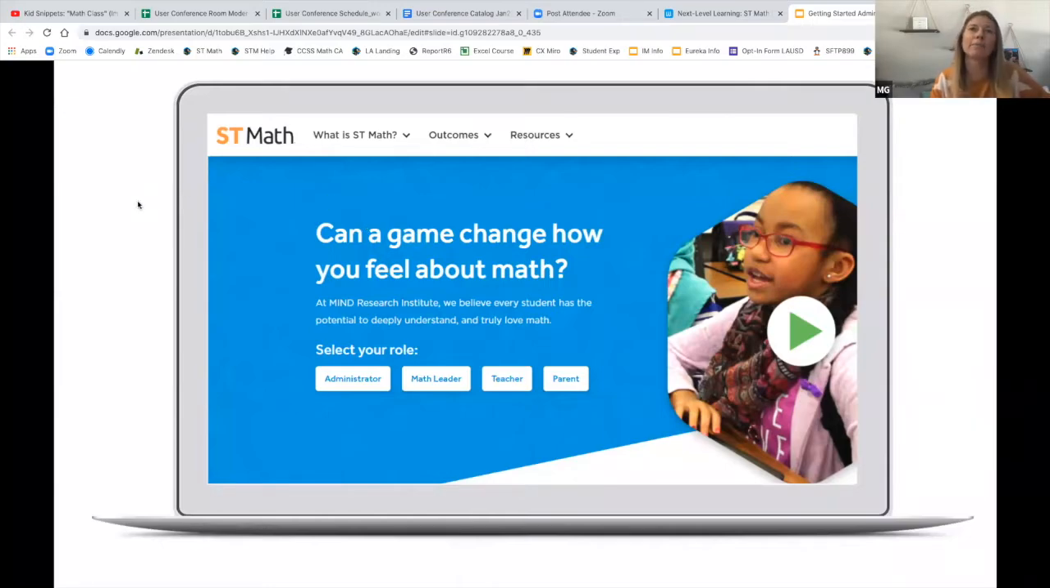So at Mind Research Institute, we asked this question: can a game change how you feel about math? And we believe wholeheartedly that it can, because we have seen it happen. We've seen it happen, both PJ and myself, as employees of ST Math at Mind Research Institute, but also as educators ourselves. Before we made the switch over to the curriculum side of things, we both served as principals and teachers for many years. And so we both wholeheartedly believe this, and we think that if you can get into a good implementation, you'll be able to see this proof too.